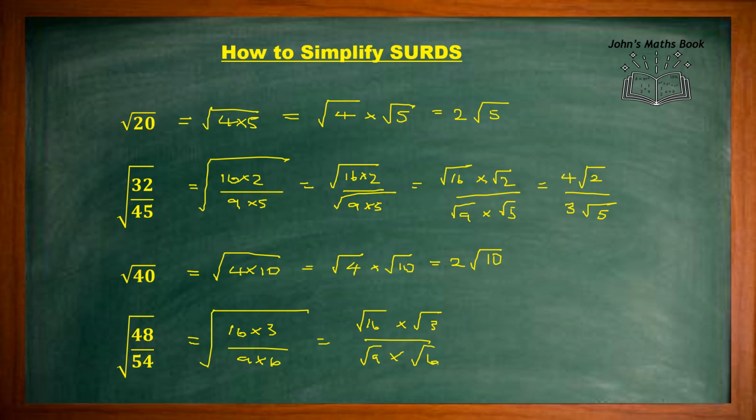Now in the numerator we can see that we have 16, which is a perfect square. So we can take the square root of 16, which we know is 4. And that's multiplied by the square root of 3, which is an irrational number, so we just leave it as the square root of 3. And in the denominator, we have the square root of 9, which we know is 3, because 9 is a perfect square. So 3, and that's multiplied by the square root of 6. The square root of 6 will be an irrational number, so we leave it as the square root of 6.